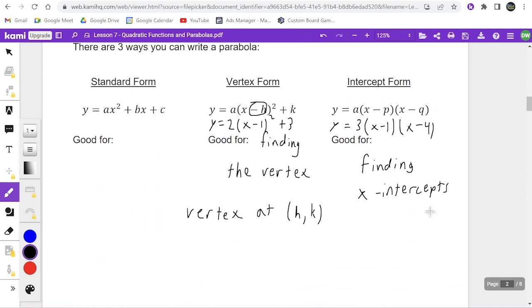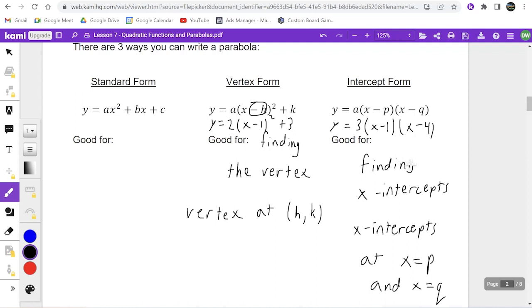So there we go. There's the intercept form. Oh, and by the way, based on this equation, you're going to have x-intercepts at x equals p and x equals q. And look at the equation again. See how it's minus and minus? That means it's the opposite again. So in this example I made up, you have x-intercepts at x equals 1 and x equals 4. Both positive, because again, it's the opposite sign.